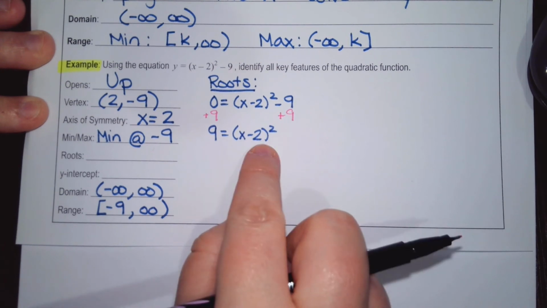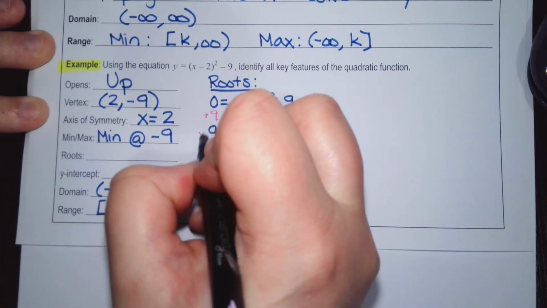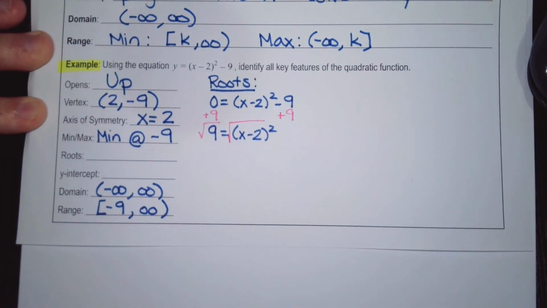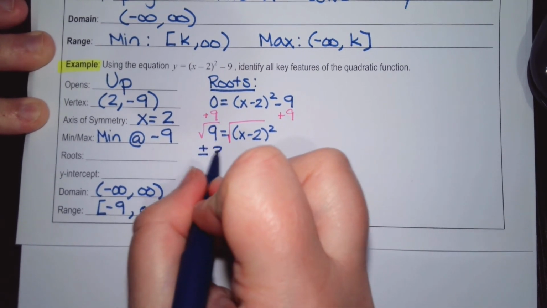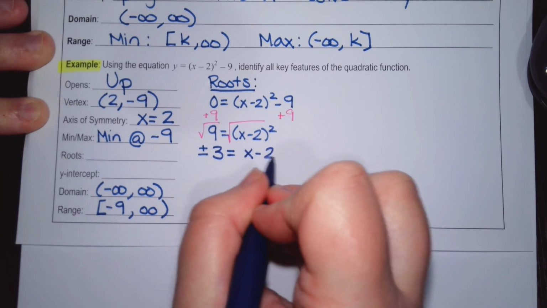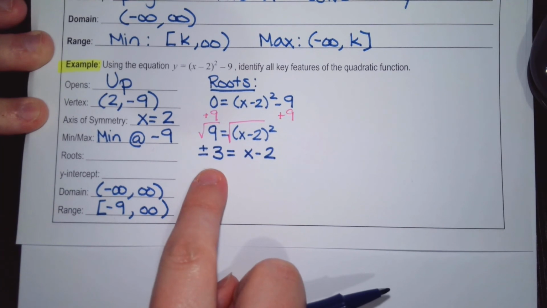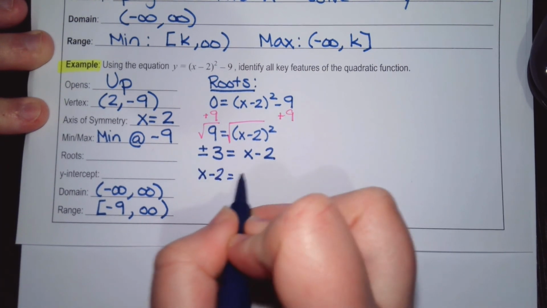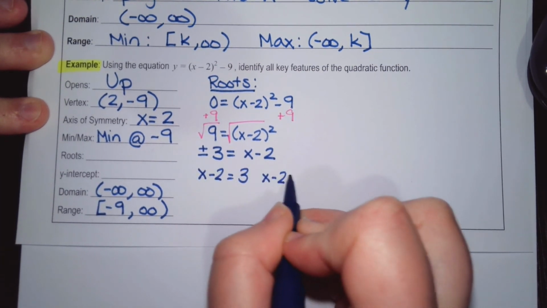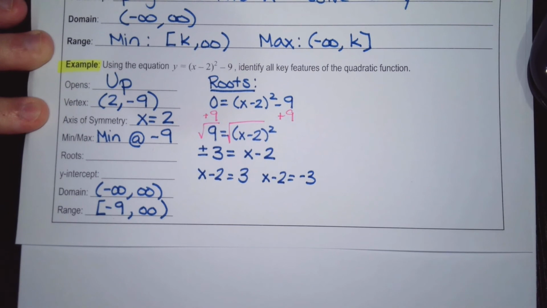Then, since x minus 2 is all squared, to get rid of a square, we square root both sides. Now, remember, when we take the square root, we're going to have plus or minus, and then the square root of 9 is 3, is equal to x minus 2. Since it's plus or minus, that means we're going to have two answers. So we need to separate this into two equations. X minus 2 is equal to positive 3, and x minus 2 is equal to negative 3. Plus and minus 3. Now we solve for x.